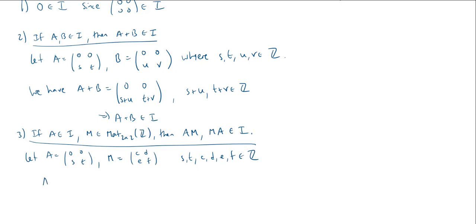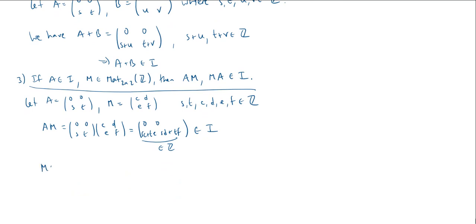If I do AM, this will be 0, 0, S, T times C, D, E, F. And that's going to equal 0, 0, beautiful, and then SC plus TE, and then SD plus TF. I don't really care what that stuff is, because I already know I have zeros in the top. These are definitely integers, and so I have something which is still in I.